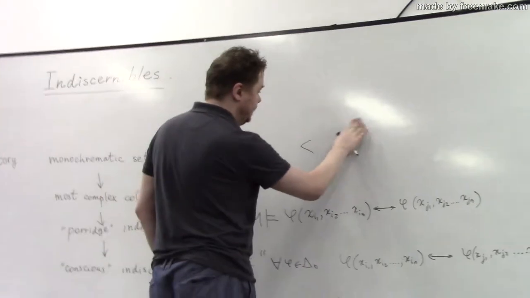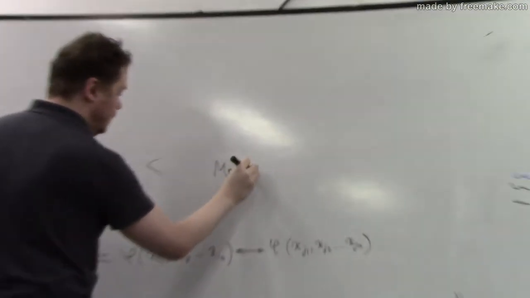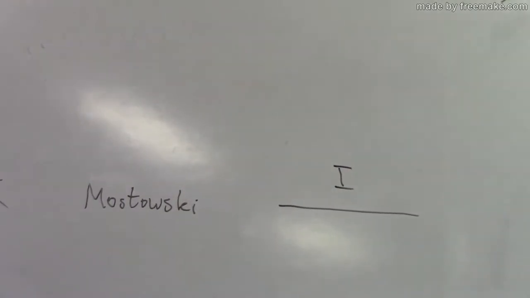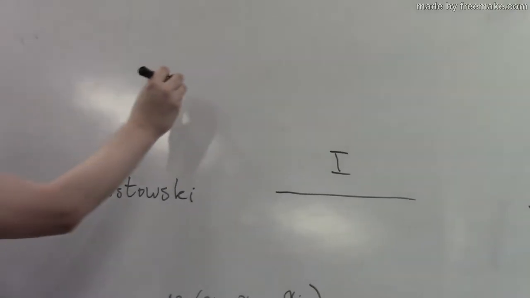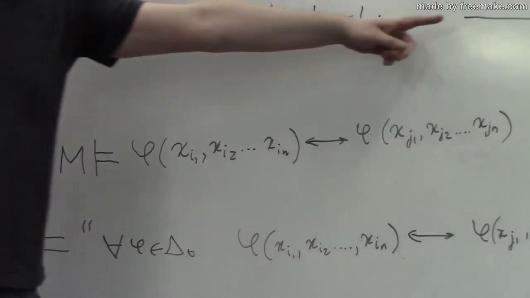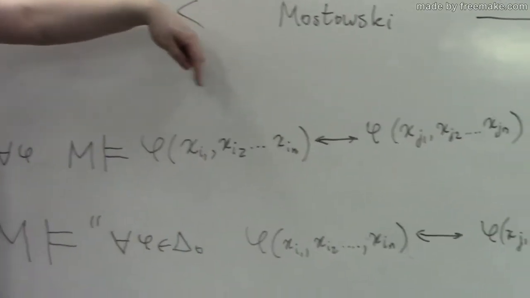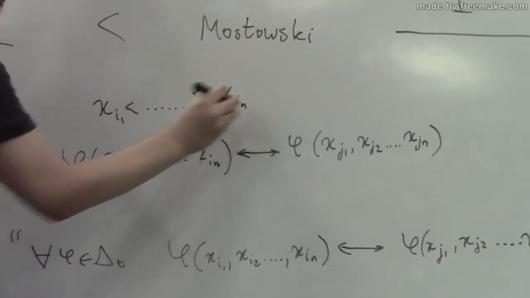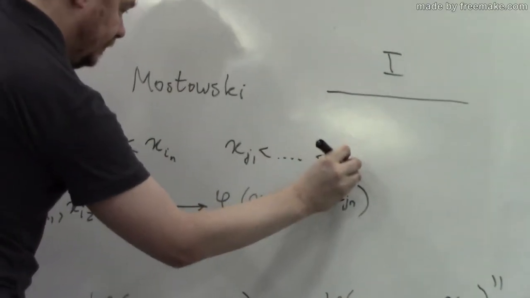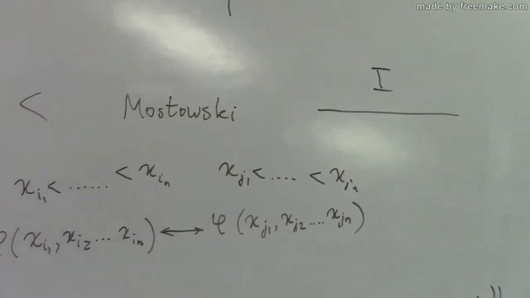And the theorem of Mostowski says that whenever you have a linear order I, and whenever you have a theory T with infinite models, then it has a model with a subset of order type I which is indiscernible. And what does it mean to be indiscernible? Whenever you have an ordered n-tuple and another ordered n-tuple, then they satisfy the same formulas.